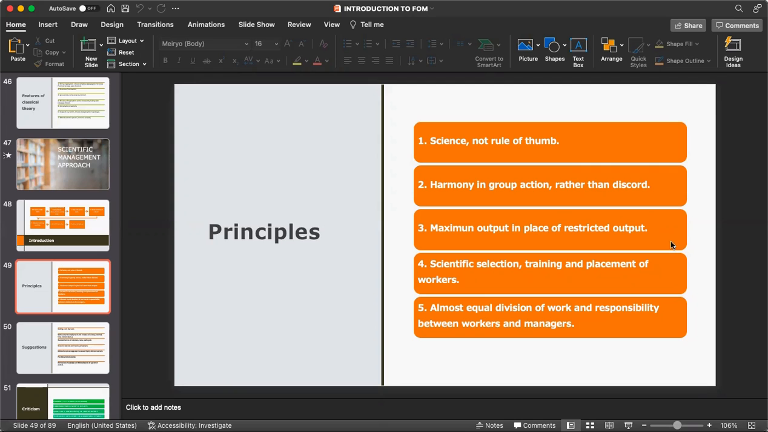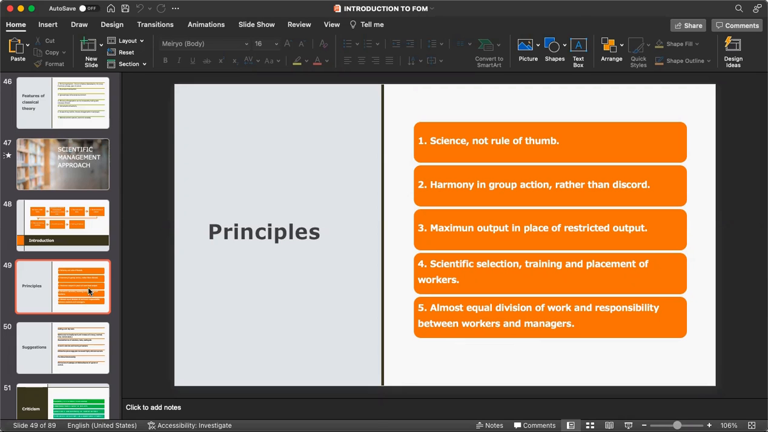Next one, we have the scientific selection, training, and placement of worker. We discussed that already. Then, almost equal division of work and responsibility between worker and manager. I mean, there should not be overburden on a particular person. The role, responsibility, authority, and task must be given to all individuals in such a manner that each and every individual is treated equally in the organization. There should not be any partiality or bias when the division of work is assigned.